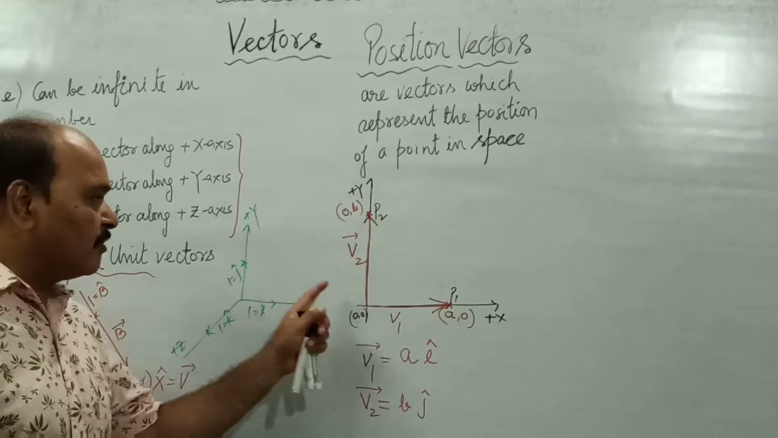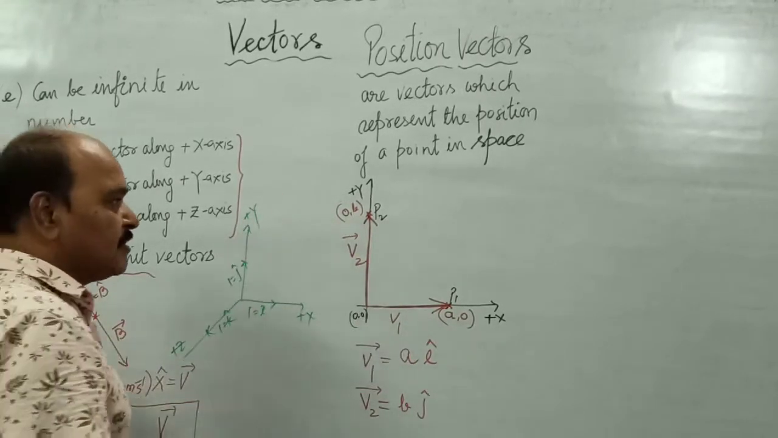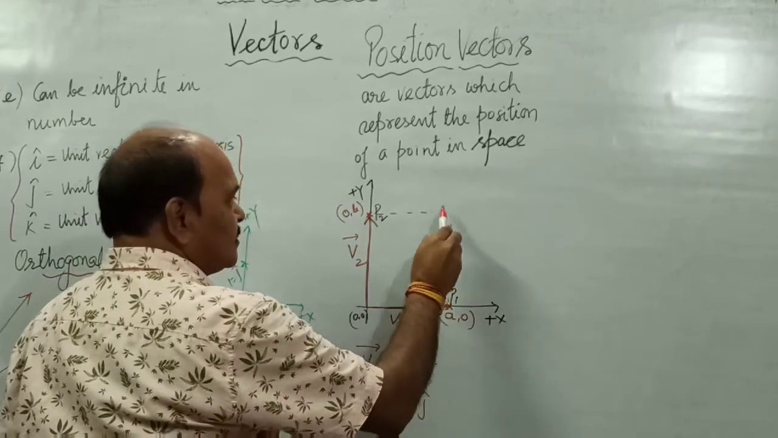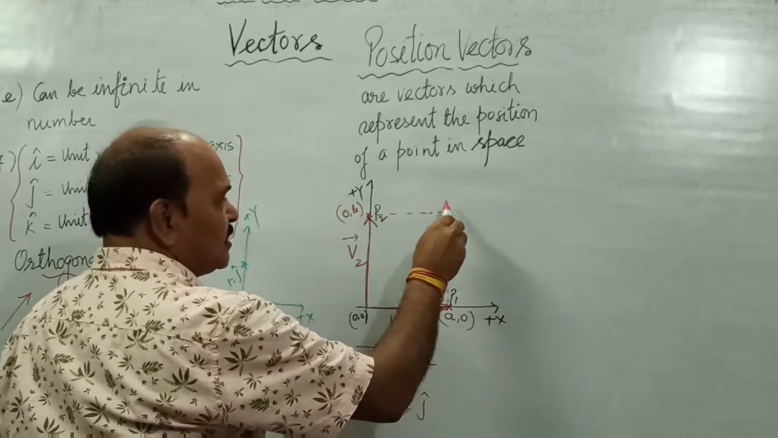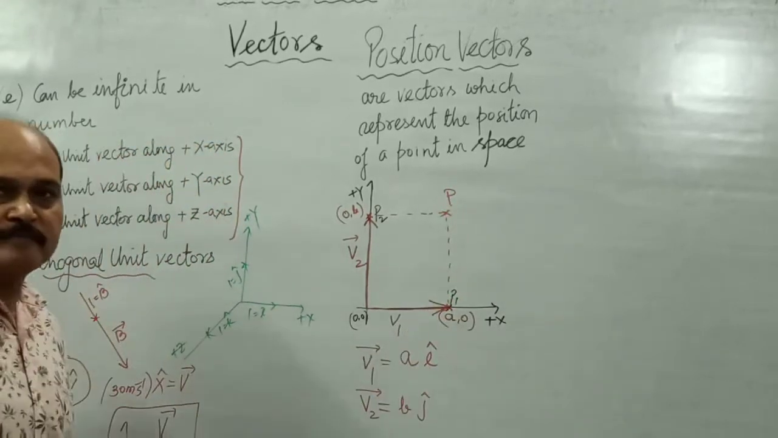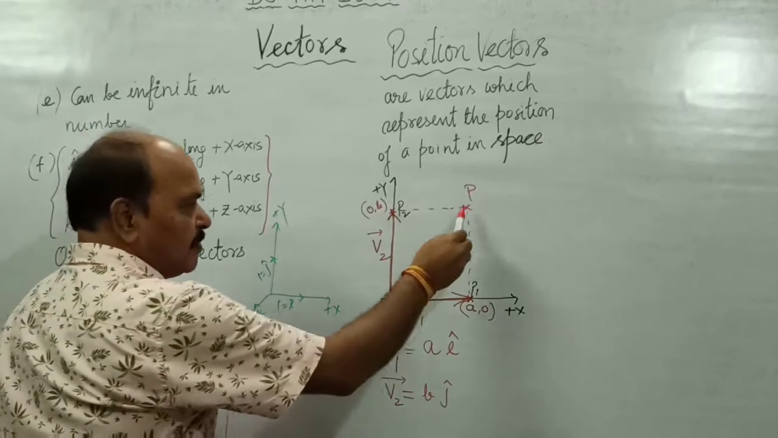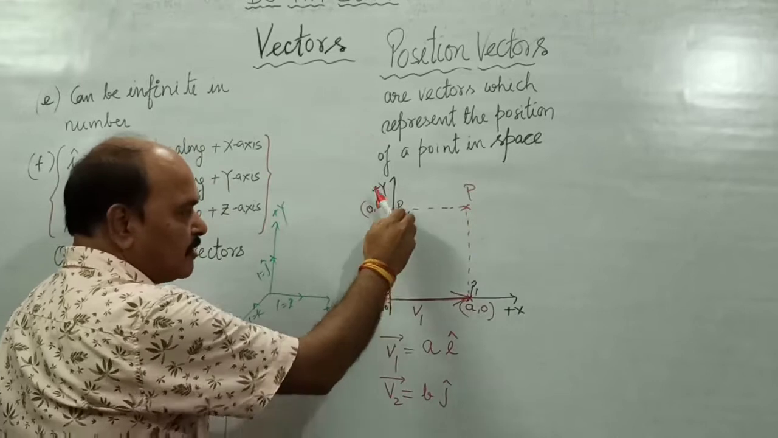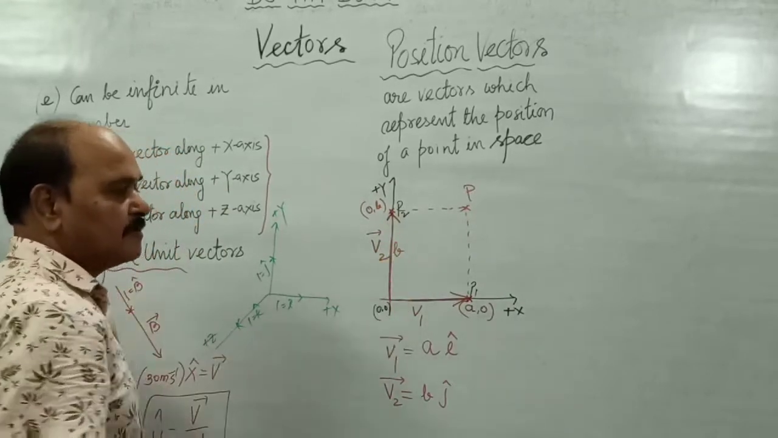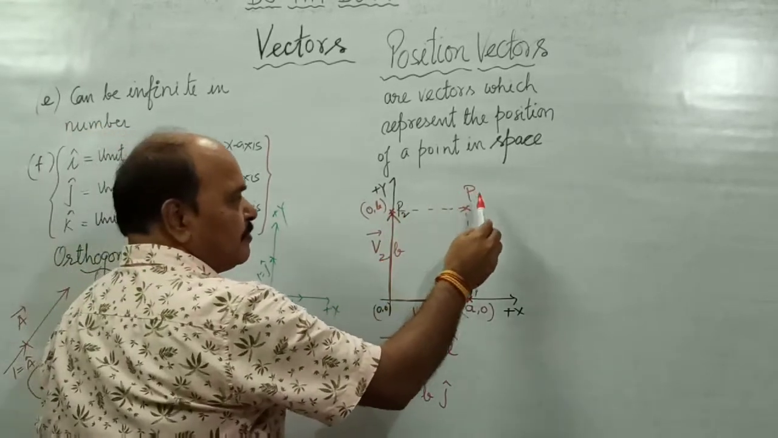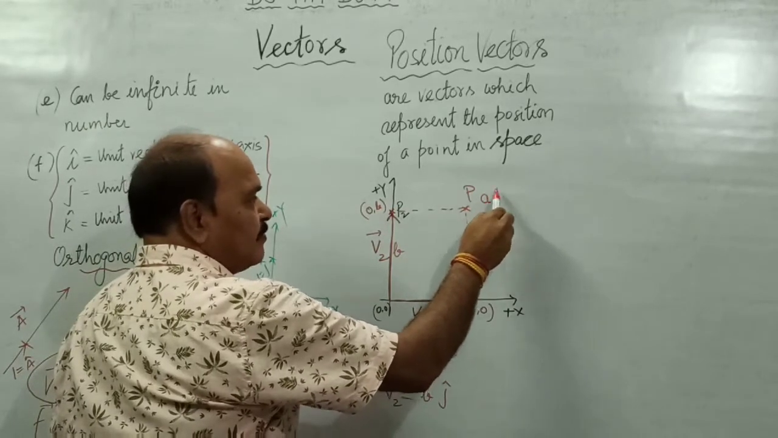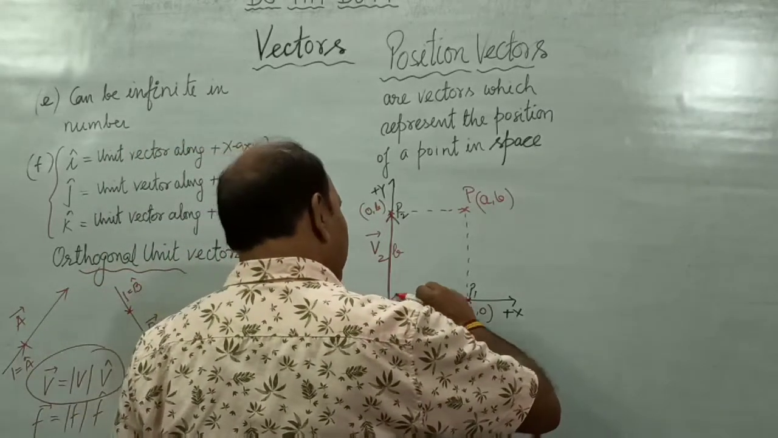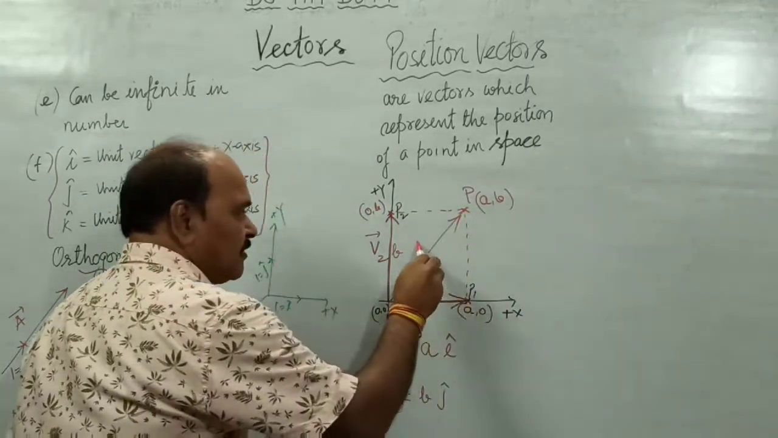If the point is neither along x-axis nor along y-axis, it is somewhere in between, say the point is here. This is point P. If we drop downward from here over x-axis, we get A. If we drop downward from here over y-axis, we get this length which is B. So what are the position coordinates of the point P? They are A, B. And if you make an arrow joining this point, we get position vector of this particular point.